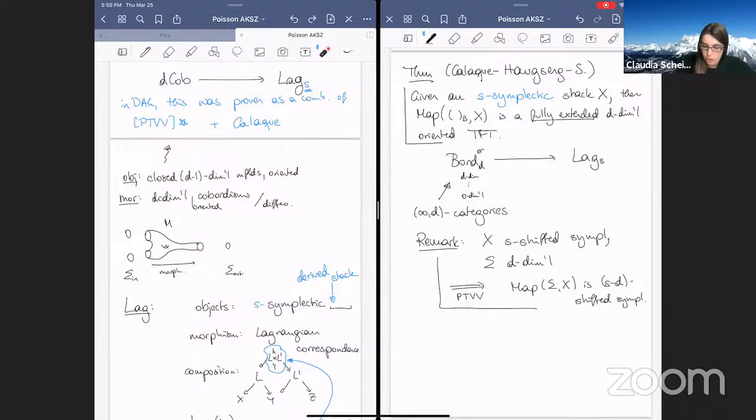And so if you think of what this thing does on a point, then this will be sent to maps from the point to X, which is just X, and that's S-shifted symplectic. So if we go all the way down to the points, the shift doesn't appear at the bottom, but it does appear in between for the morphisms. Yes, integration over sigma shifts the degree of the symplectic form.